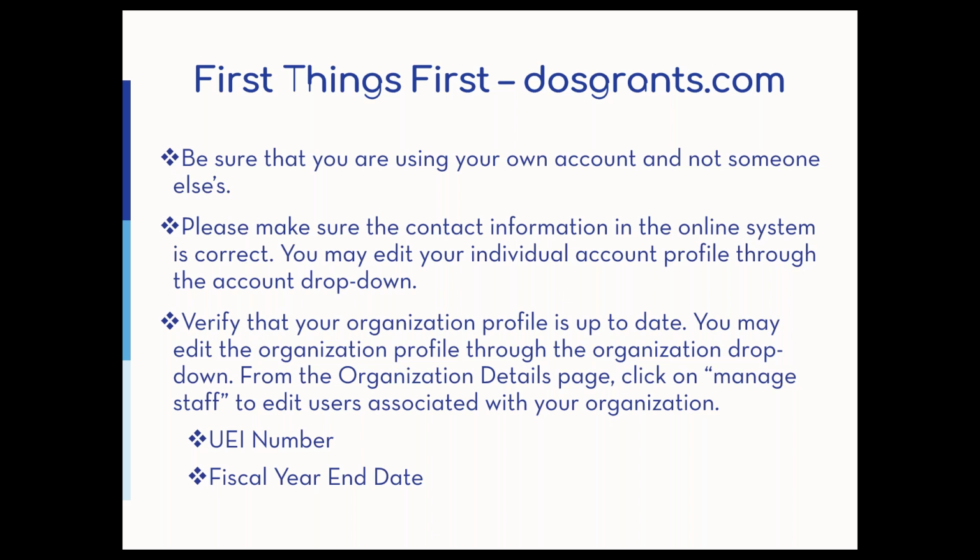Okay, so that's your filing system. For DOS grants, you want to make sure that you're using your own account and not someone else's. Make sure that the contact information in the online grant system is correct. You can edit your own individual account profile through the account dropdown and the organizational profile through the organization dropdown. So from the organization detail page, you'll click on Manage Staff to edit users associated with your organization.